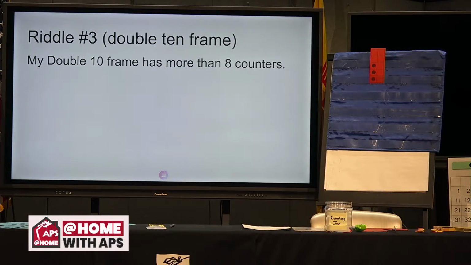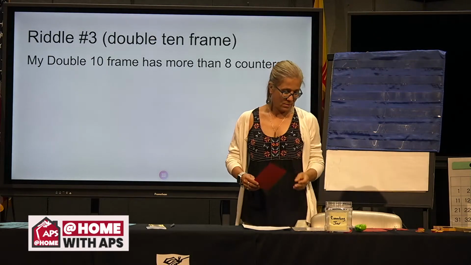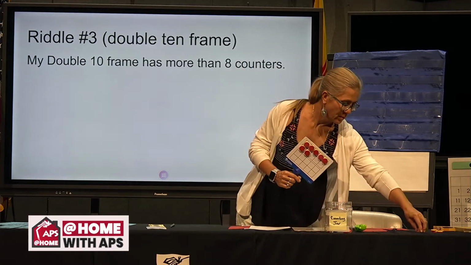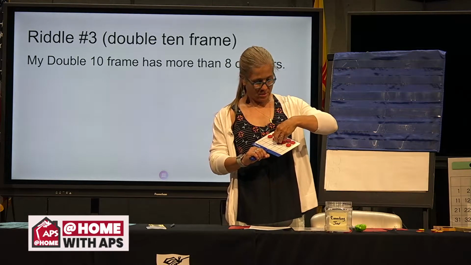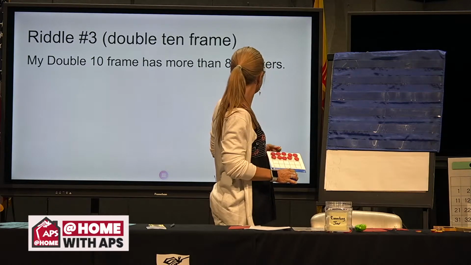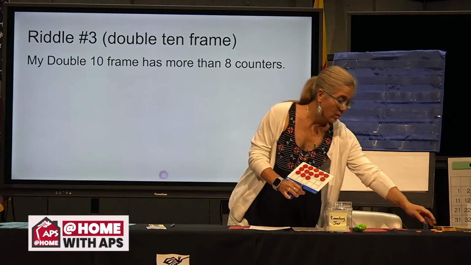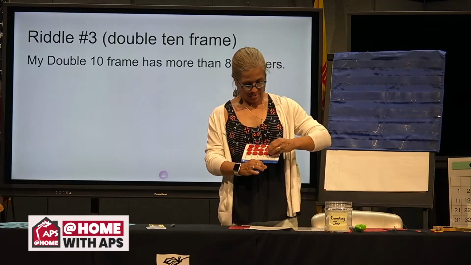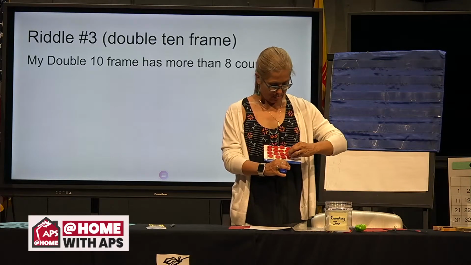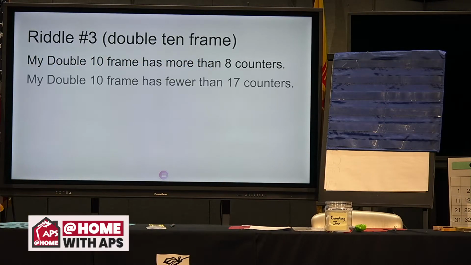All right, the last one we're going to do today is we're going to use a double 10 frame. So I'm going to have to build that on here so we can try to figure out what that looks like. Our first clue says that the double 10 frame has more than 8 counters. So really, it could be anything up to 20, couldn't it? I can't really rule anything out yet. Let's see if we get a clue that helps us rule it out a little bit.